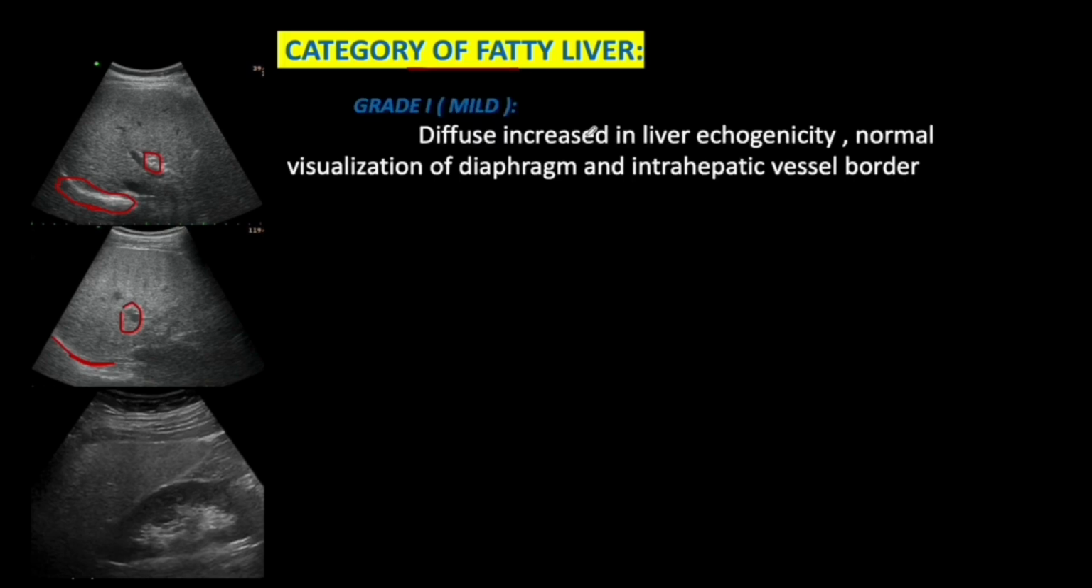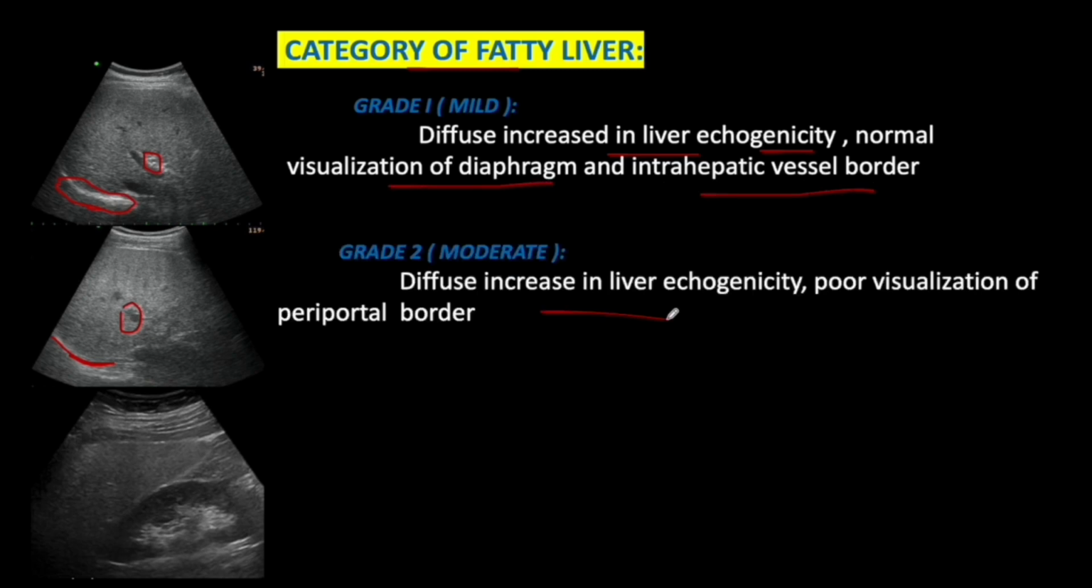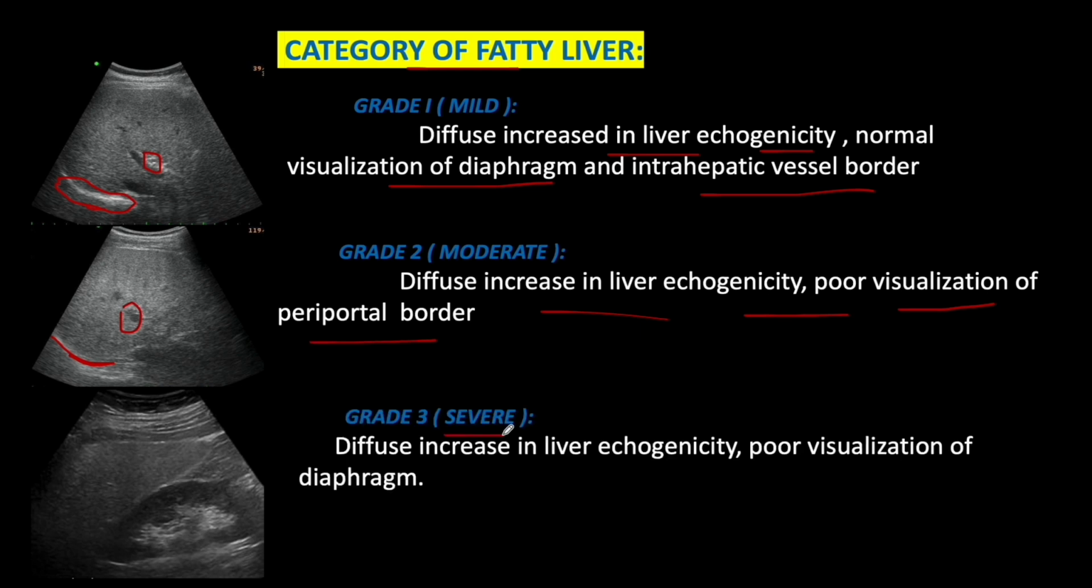Grade 1: diffuse increase in liver echogenicity, with normal visualization of the diaphragm and intrahepatic vessel borders. In grade 2, diffuse increase in liver echogenicity, but there will be poor visualization of the periportal borders. Severe fatty liver: there will be diffusely increased liver echogenicity with poor visualization of the diaphragm.